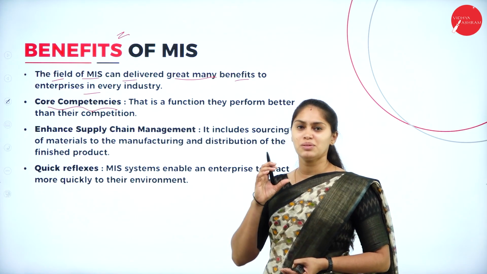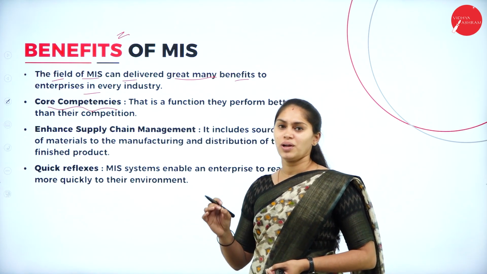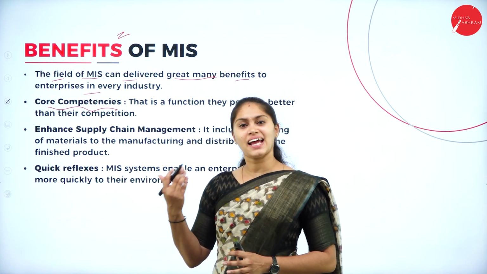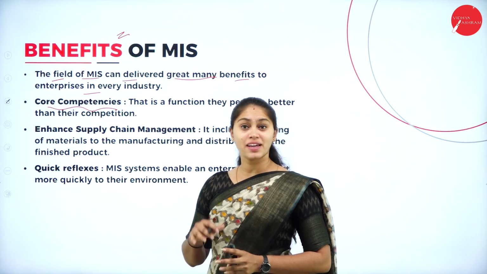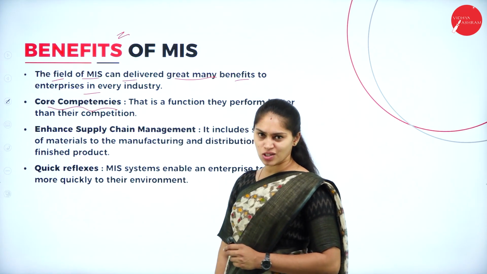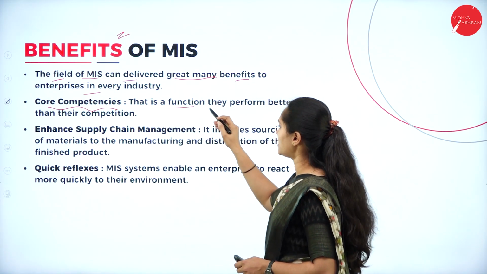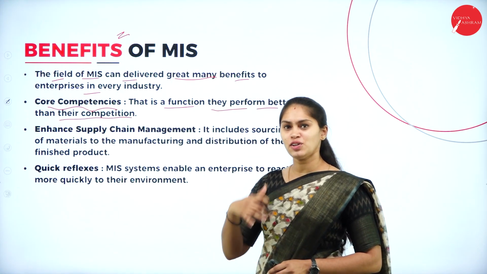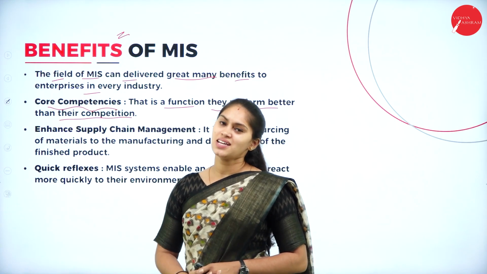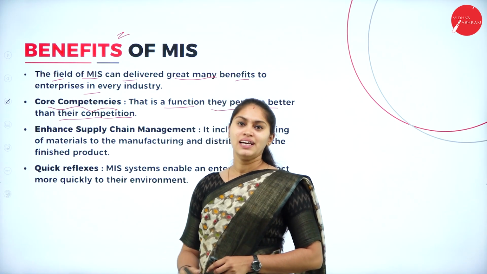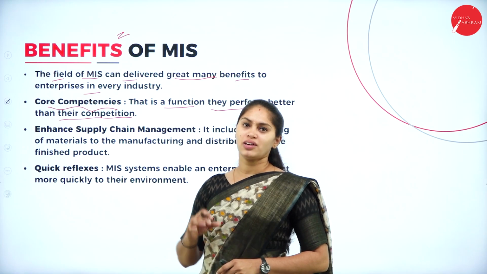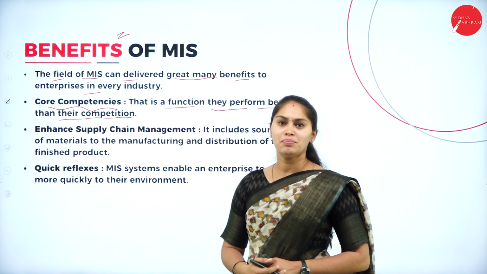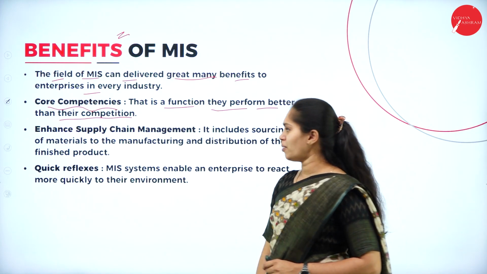help me in order to make the best decision which will take place in the market, then we will be at the top of the market. Then I can get to know what are the weaknesses of my competitors. So this MIS is also going to help me. That is a function, they perform better than their competition. So if I get to know what are the weaknesses of my competitors, then we can play with that. So this MIS, or a great, efficient usage of an information system, will help us in order to have core competencies.